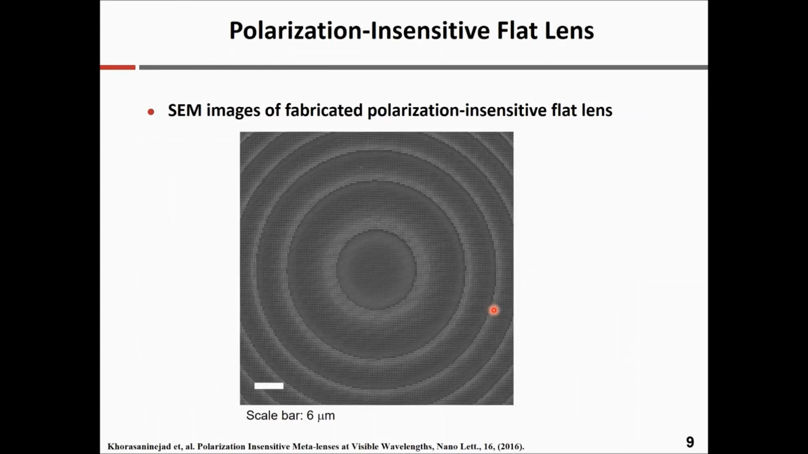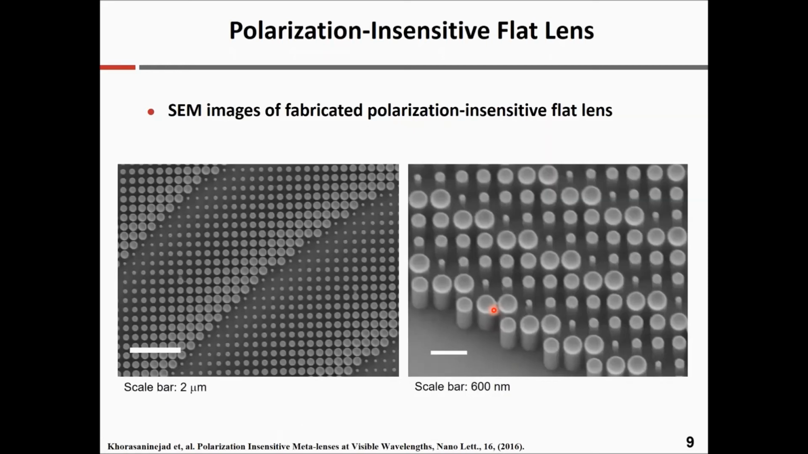We fabricate this lens with the fabrication process based on atomic layer deposition. This is a top view SEM, zoomed-in top view SEM, and side view SEM of the fabricated lens. In a portion of the lens, you can see the vertical sidewall and high quality titanium dioxide nanopillars.